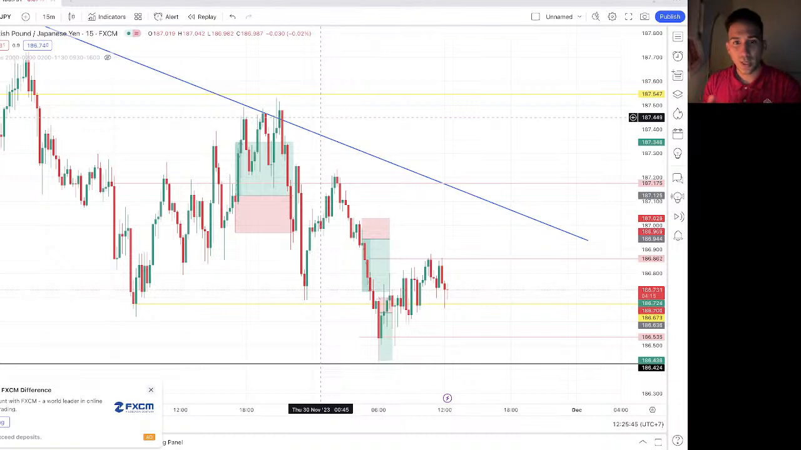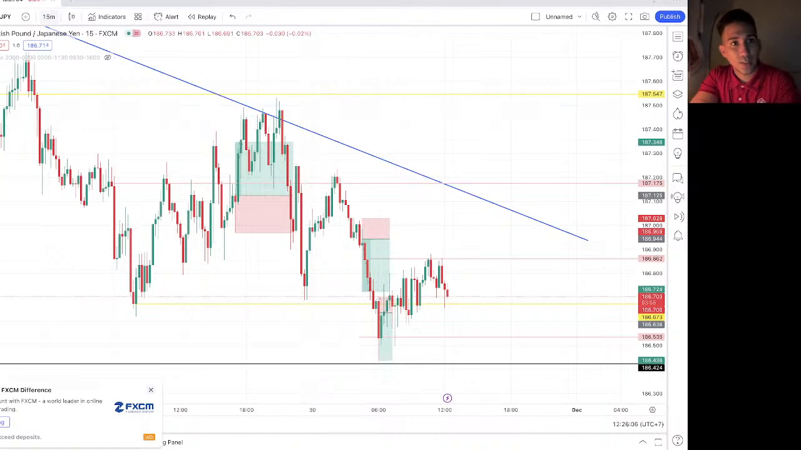So this is another day. Let's try to do some analysis here to see if we can catch some trades today. As you can see, we're going to be analyzing gold, the GBP/JPY, and also the GBP/USD. So let's jump right into it.